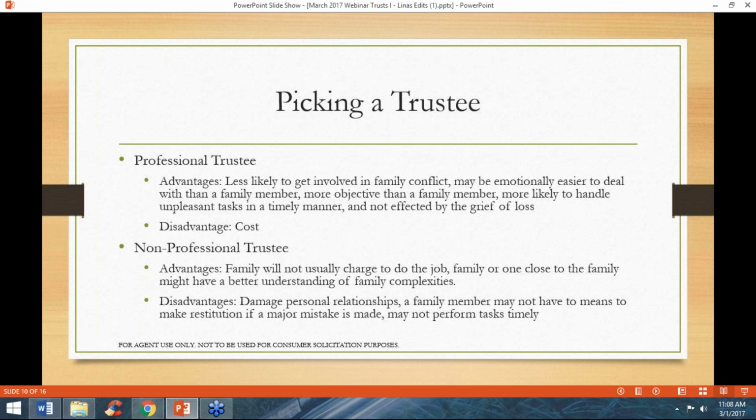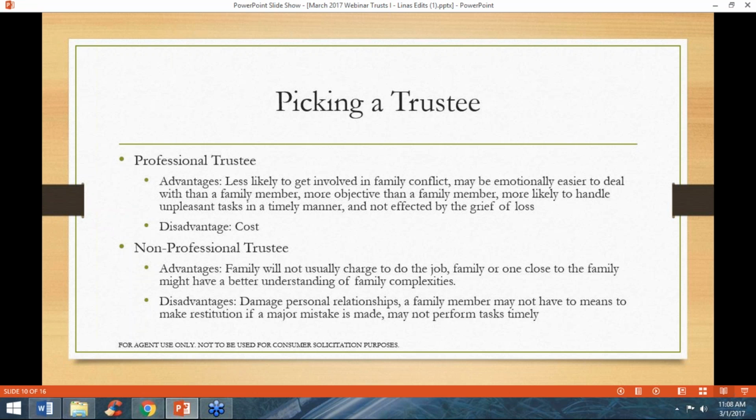Professional trustees are less likely to get involved in family conflicts or drama. Professional trustees can be easier to deal with than a non-professional trustee when conflicts do arise. Professional trustees may be more objective than non-professional trustees. Because of their professional capacity, they are more likely to handle tasks in a timely manner. And maybe most importantly, a professional trustee is less likely to be grappling with the grief of losing a loved one. The major disadvantage to using a professional trustee is the cost associated with the management of the trust.